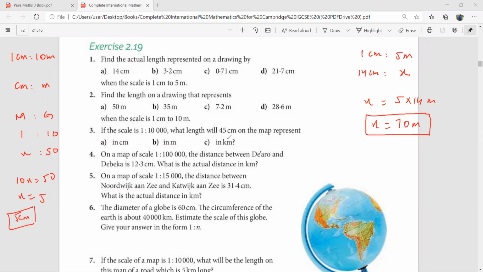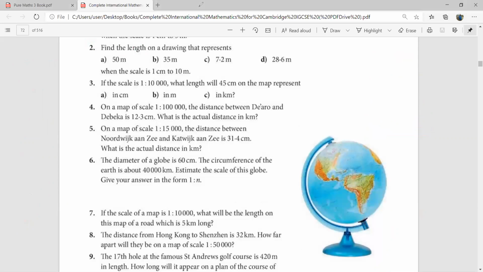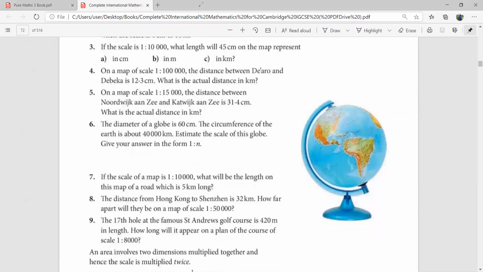Okay? Achha, if you look at the third question here, now instead of writing any units with that, it says it is 1 ratio 10,000. What length will 45 cm on the map represent in cm, in meter, in kilometer? So we need to have some units here with this given scale over here. Okay, so let me have some space for the working first, and then I'll show you how to do that.